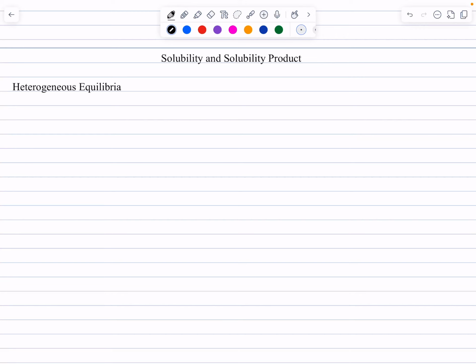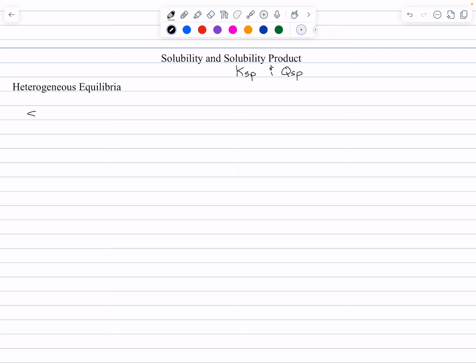Hey guys, welcome back. We're going to talk about solubility and solubility product. Just so we know, that's going to be Ksp and Qsp. If you remember K and Q for equilibrium constants and reaction quotients, it's the same thing. So heterogeneous equilibria, different phases, right?